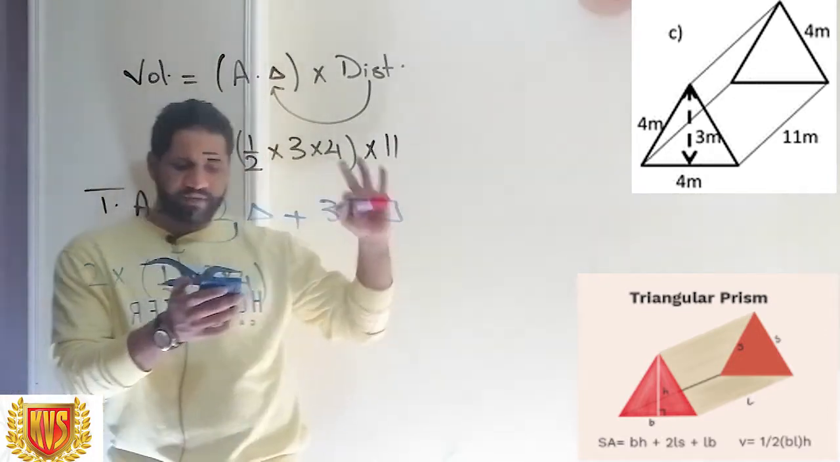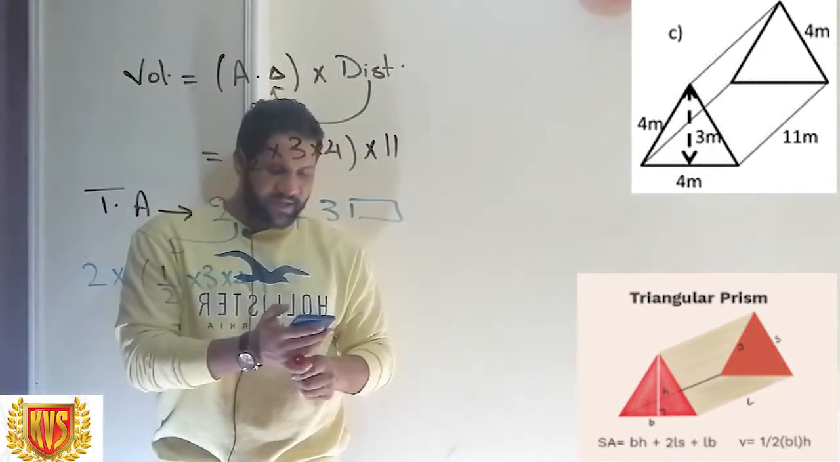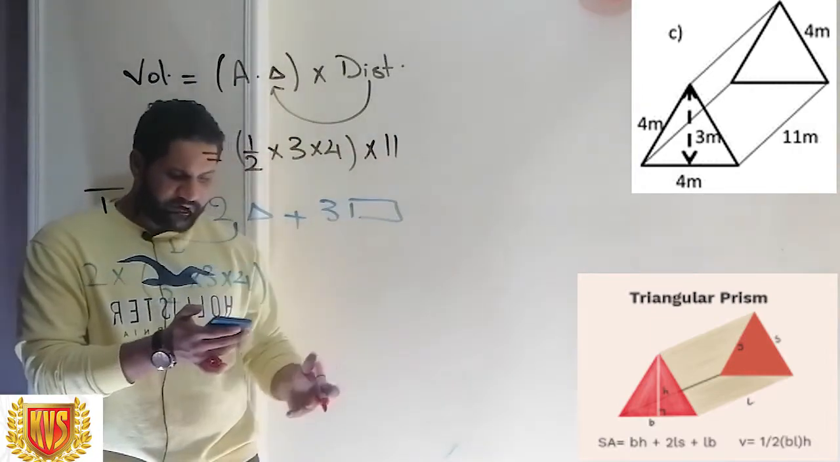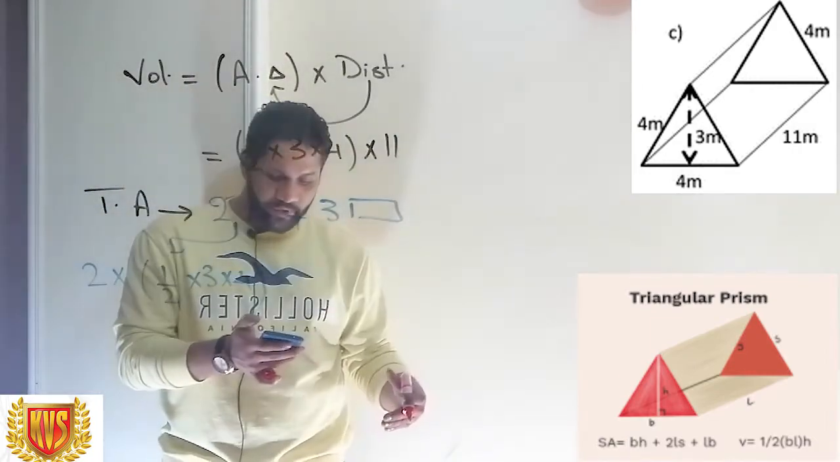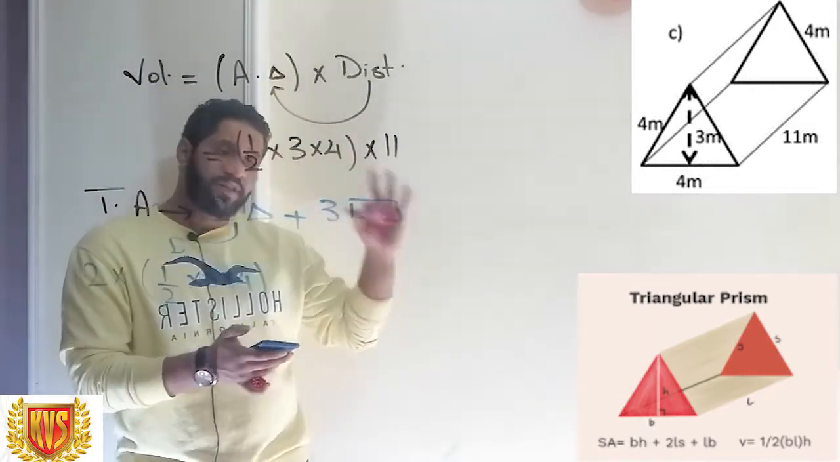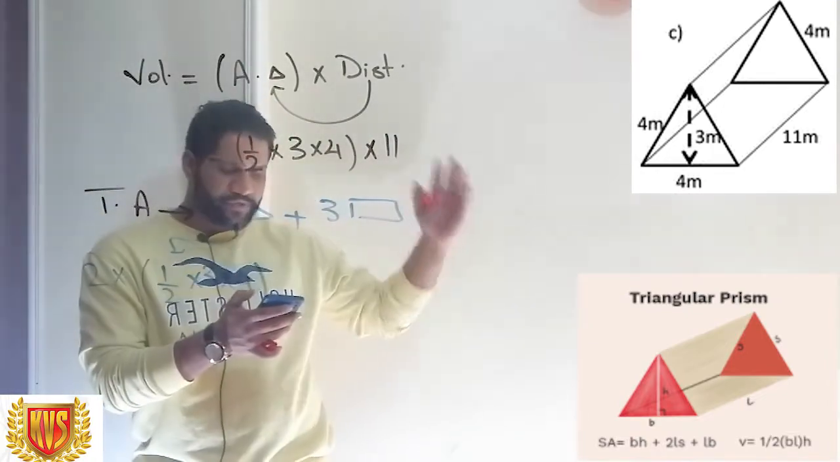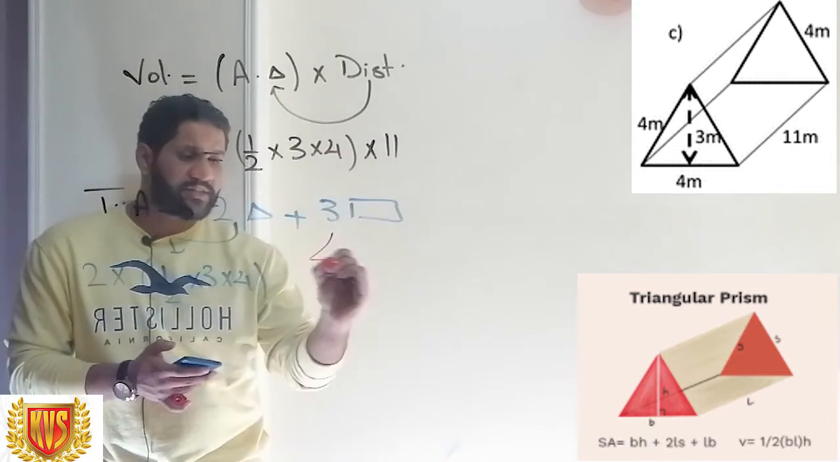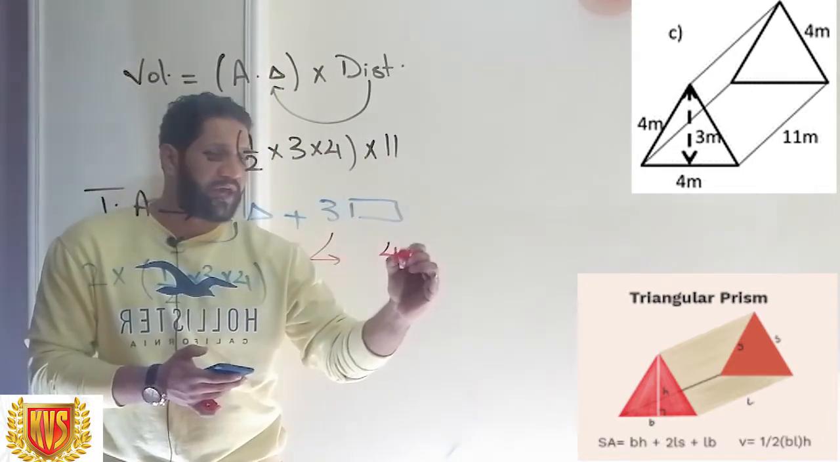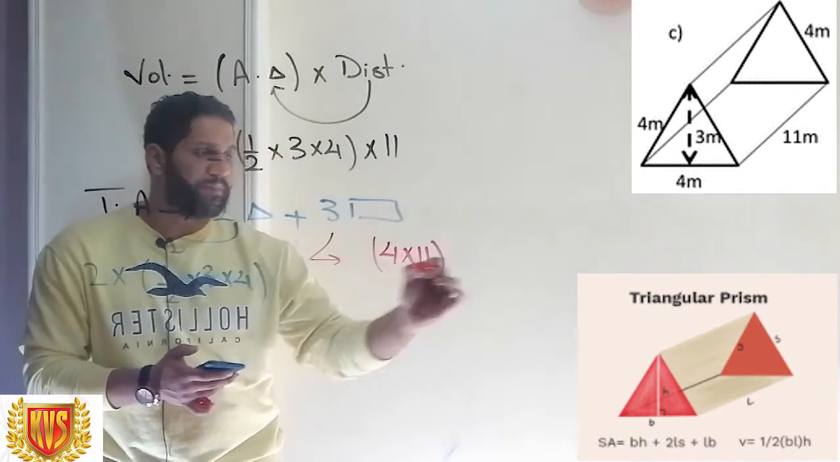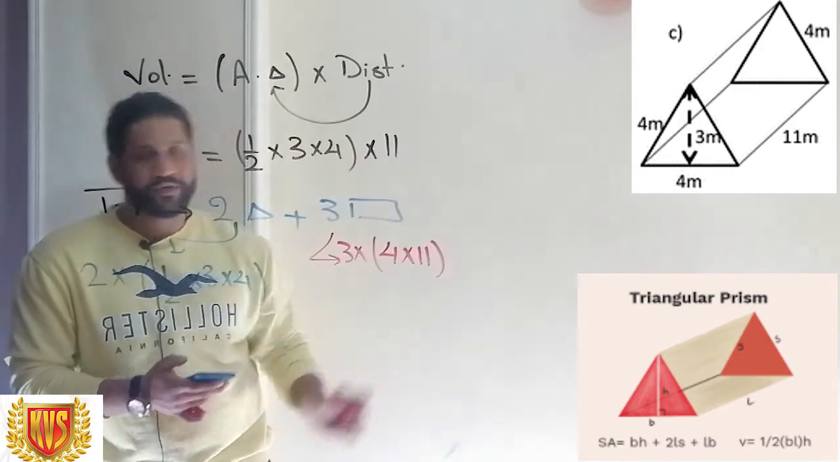I have, as we said, three rectangles. A rectangle has a length of 11 and a width of 4. But in this shape, the three rectangles have the same length and the same width, which is 4 and 11. So that means that I'm going to take the area of one rectangle and multiply it by 3.